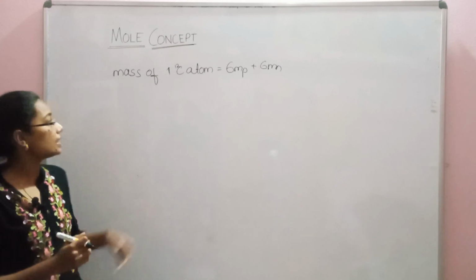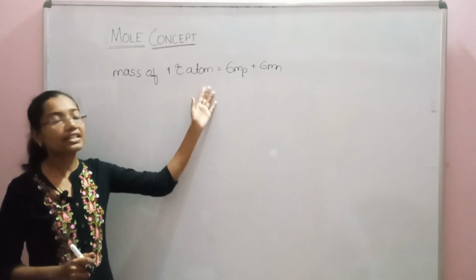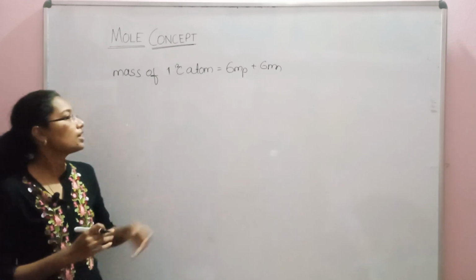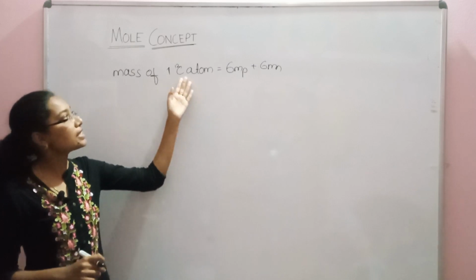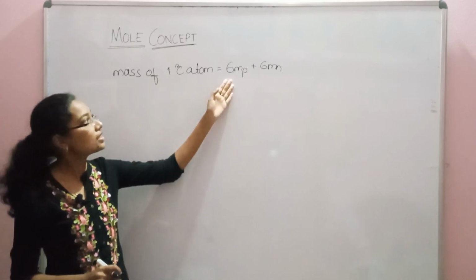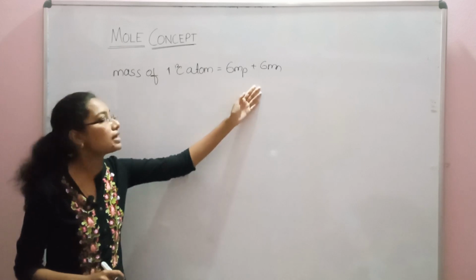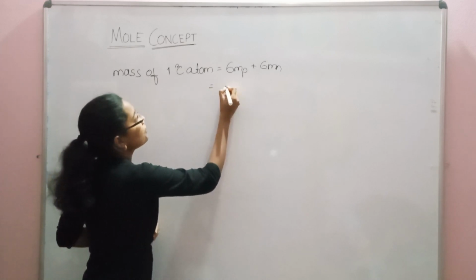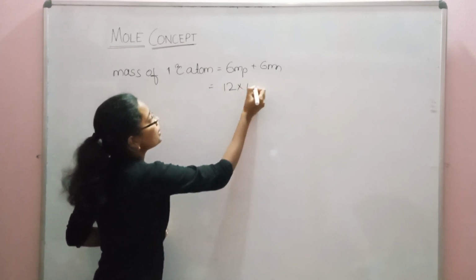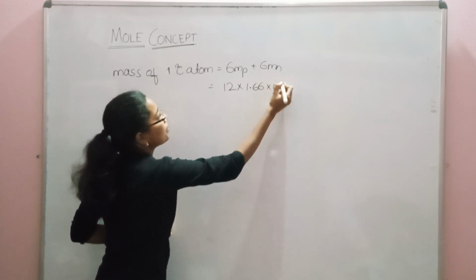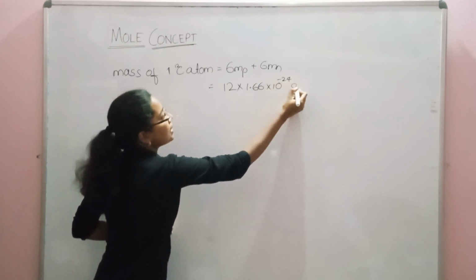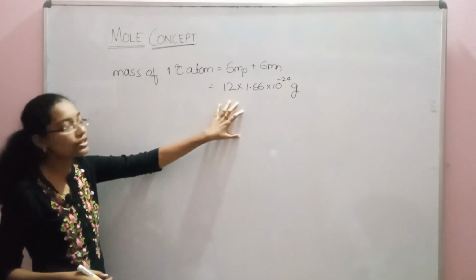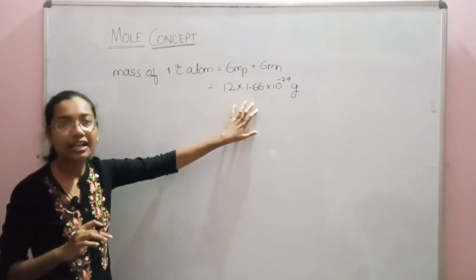For that, we'll take the mass of one C12 atom. Like how we calculated in our earlier videos, we know that the mass of one C12 isotope is equal to the mass of 6 protons plus the mass of 6 neutrons. If we calculate this, it will become 12 into 1.66 into 10 to the power minus 24 grams. What is this? This is the mass of one C12 carbon atom.